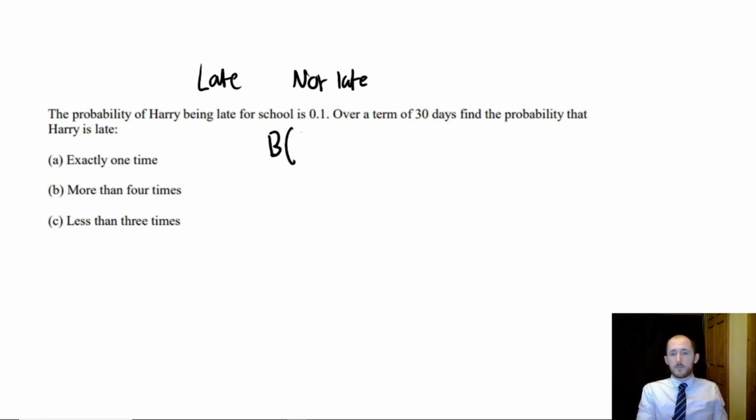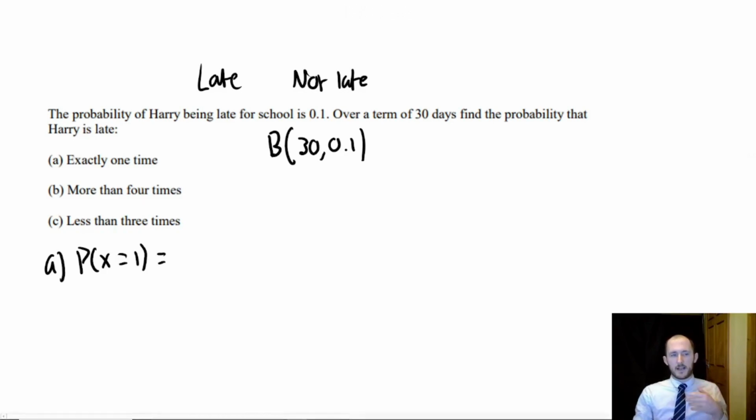Now, what's the number of trials? Well, it's a 30-day term, apparently. Okay? And the probability of him being late is 0.1. Okay? So we'll come on to hypothesis testing in a second. So, that's going to be our binomial distribution for now. There are 30 trials, because it says there's 30 days, and the probability of being late is 0.1. So exactly 1 time means you're looking for the probability that x equals 1.